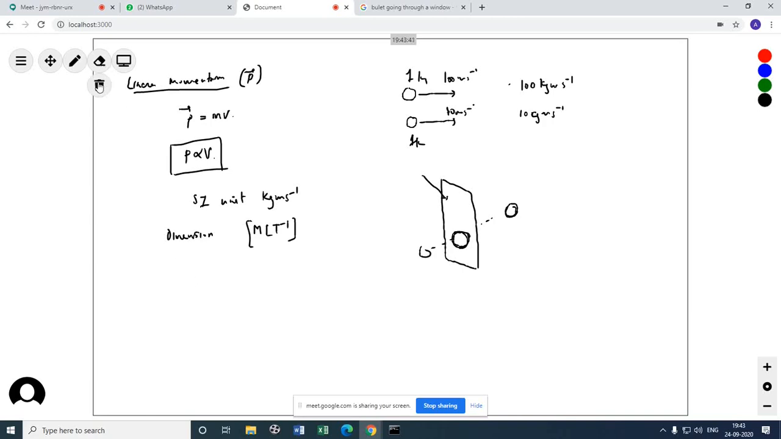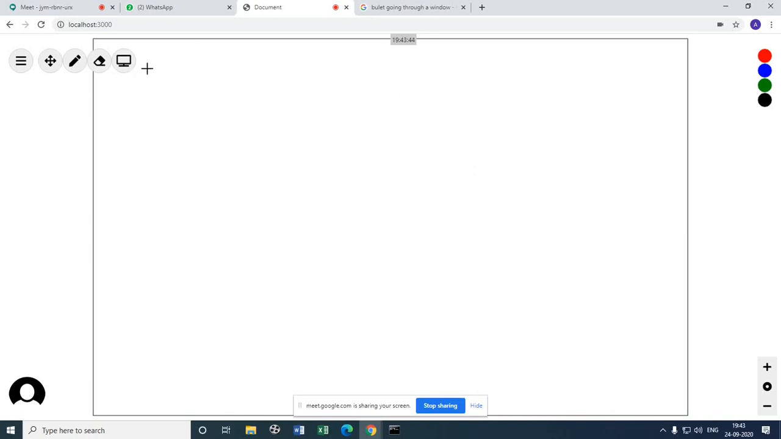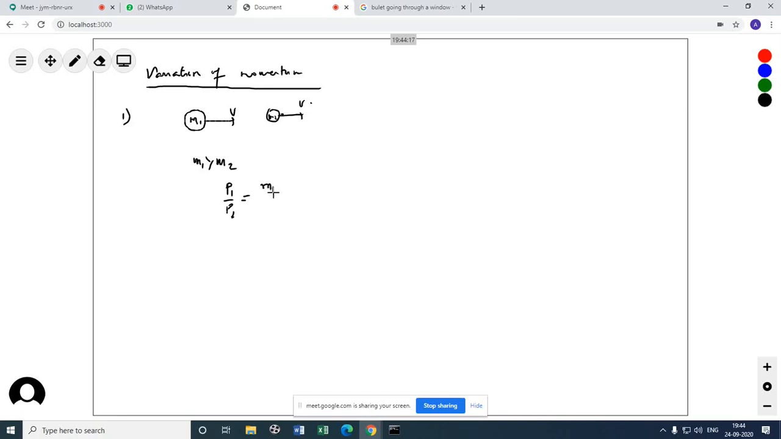Now we will do some analysis. Variation of momentum. First case, if I consider two objects, this is M1, this is M2. Let's say M1 is greater than M2. Both are going with the same velocity v. Whose momentum is larger? P1 by P2 equals M1 v by M2 v, so P1 by P2 is equal to M1 by M2.